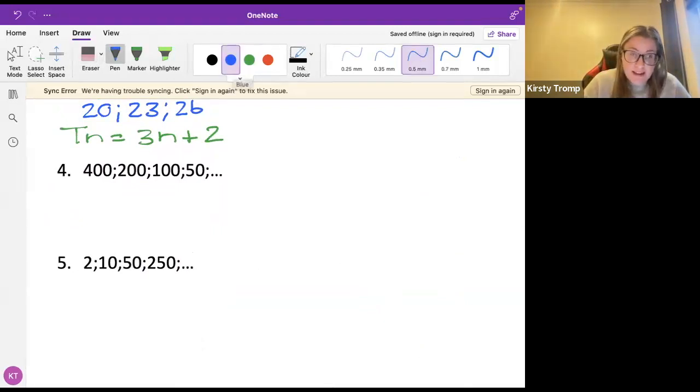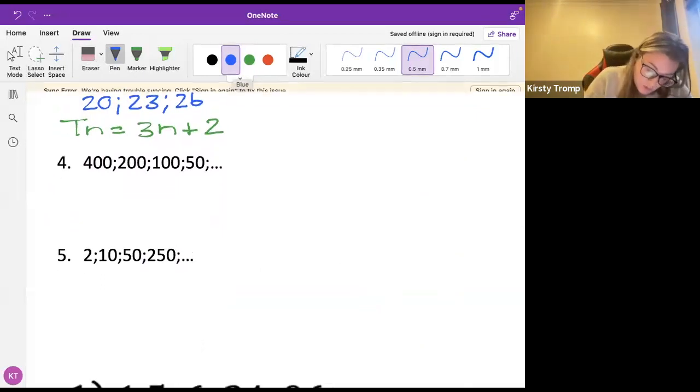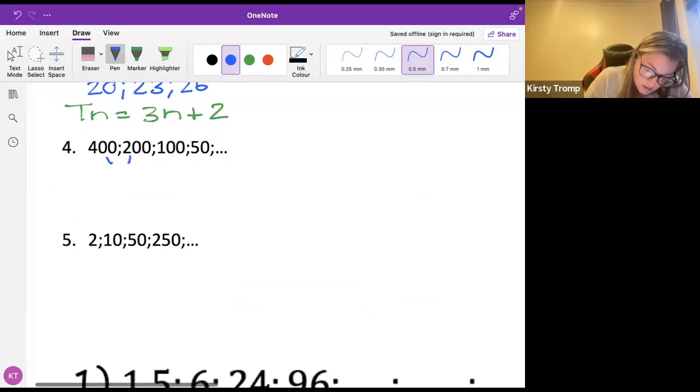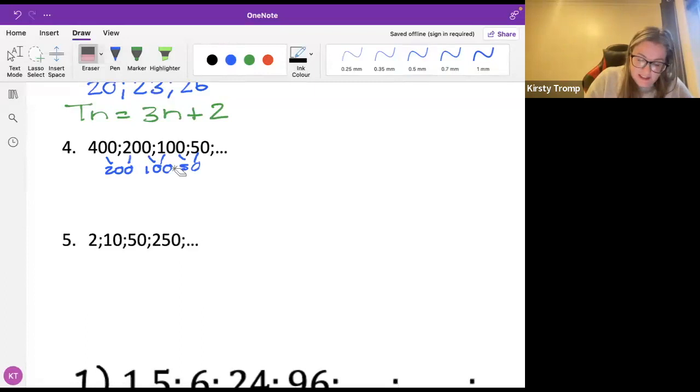In number 4, I can see I don't have a common difference. Why? Because if I look at these two, the common difference between that and that is 200. Then the common difference between those two is 100. Then it's 50. So that's definitely not a common difference question.